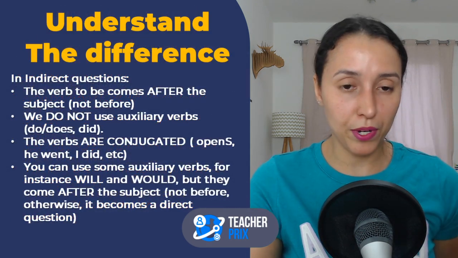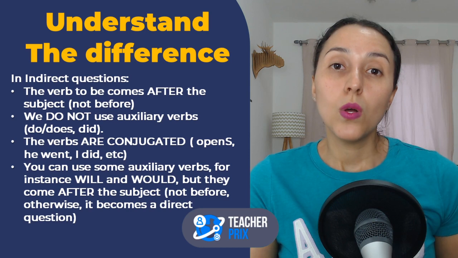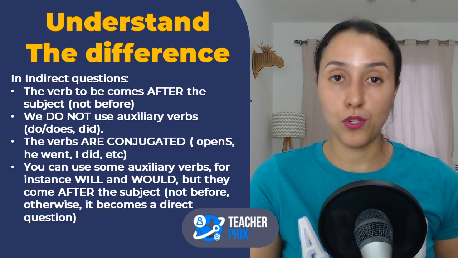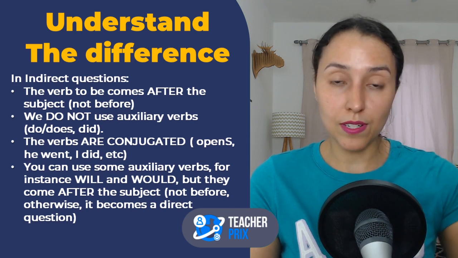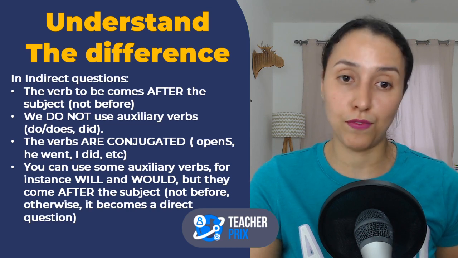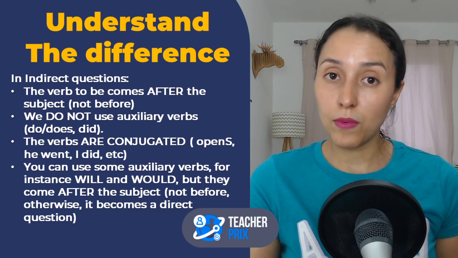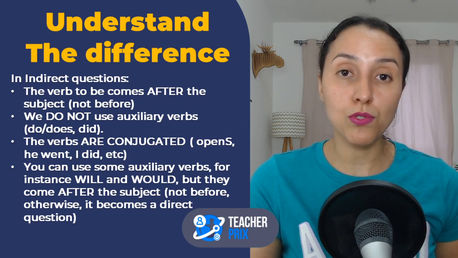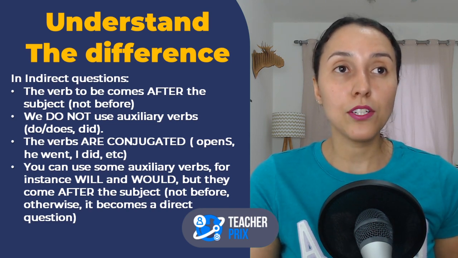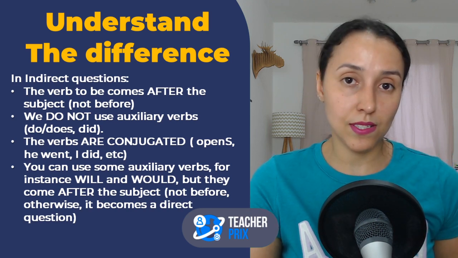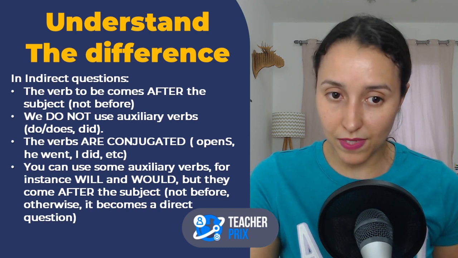So this is one important change. Here, as I said before, and now I will explain a little more, we do not use auxiliary verbs do, does, did. There are some exceptions and I will talk about it, but do, does, did? No, I conjugate the verb, okay? So if I'm asking a direct question with does, and I want to ask an indirect question, then I will conjugate the verb. So, "Does he like?" becomes "I would like to know if he likes."